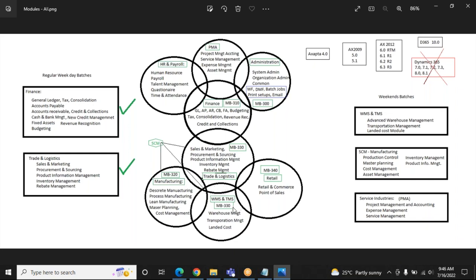Because you don't know what is going on inside. Actually, MB330 means this and this: warehouse management, transportation management, landed cost, all together it is 330. But I cannot teach this in the regular sessions. It is in the weekend batches. Once you learn, I will teach WMS, TMS, and landed cost in weekend batches, one at a time. Majority of times people are asking for these two. That is the reason I'm providing training on a rotation basis on weekends, 6 to 8:30. This is weekdays we are covering.